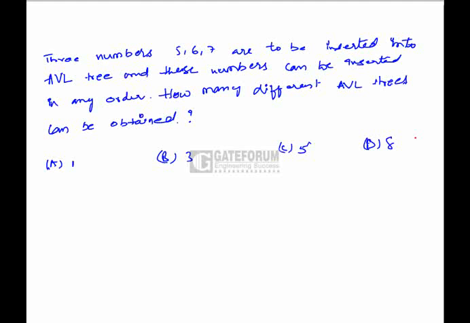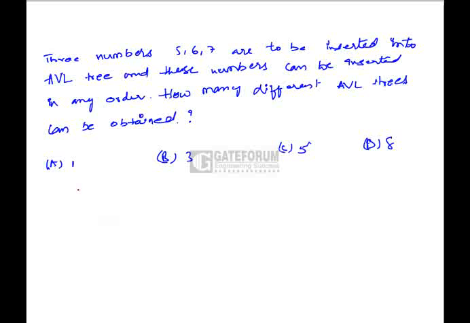In this question, 3 numbers are given and we have to find the number of different AVL trees that can be formed by those numbers such that they can be inserted in any order. First of all, in order to solve this problem, we need to know what an AVL tree is. An AVL tree is nothing but a binary search tree in which the balance factor of each and every node is plus or minus 1.